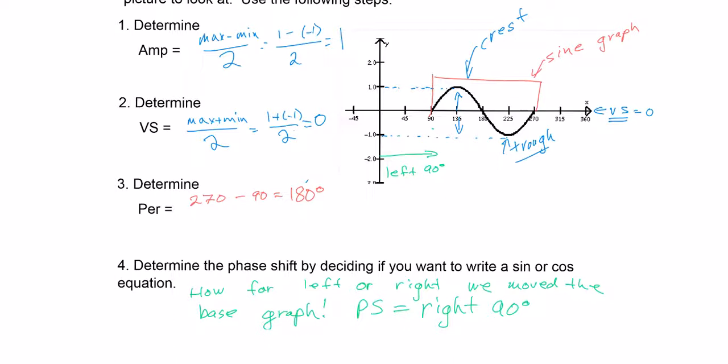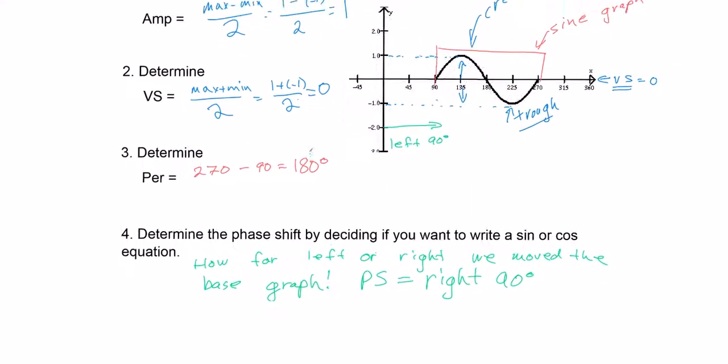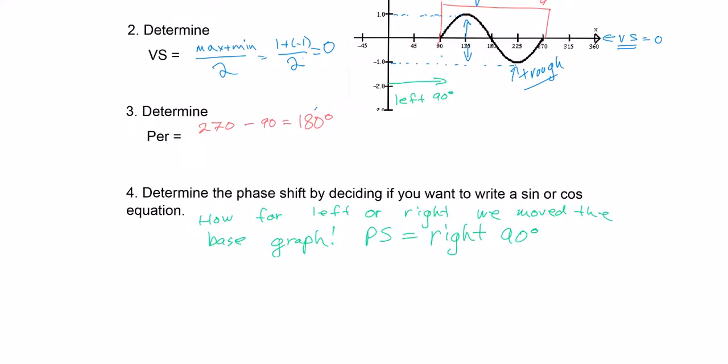So, based on all the information that we have, an amplitude of 1, a vertical shift of 0, and a period of 180 degrees, I think what we're going to do next is see if we can find a way to represent this graph. If I wanted to create an equation for the graph, this is what we'd do. We'd write our general graph. We'd write y is equal to a sine, because we thought it was the sine graph, b x minus c plus d.